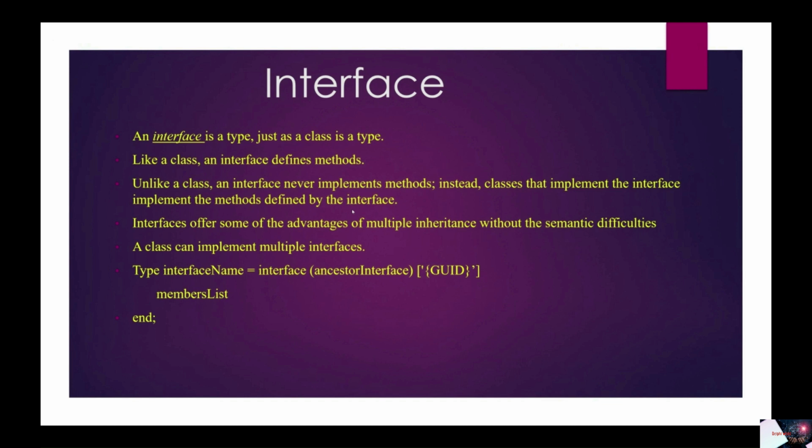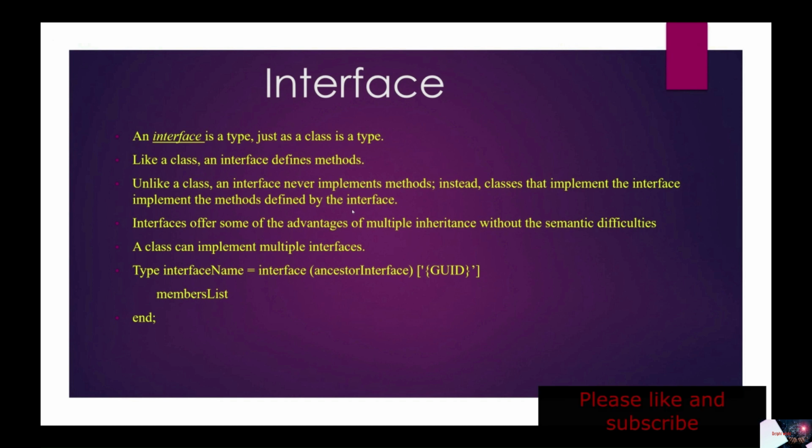What is the interface? How to use it? We'll take one example to understand the interface implementation in Delphi. The interface is a type, just like a class is a type. Like a class, an interface also has methods, and whenever we implement or inherit an interface into a class, we have to give the definition of all the methods that are available in the interface. Interface offers some of the advantages of multiple inheritance without the semantic difficulties. A class can implement multiple interfaces, right?